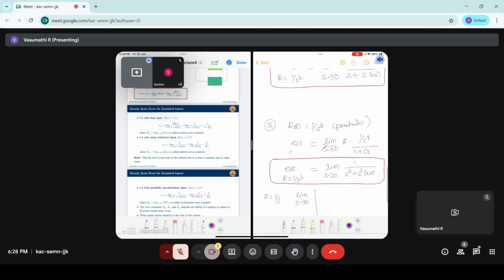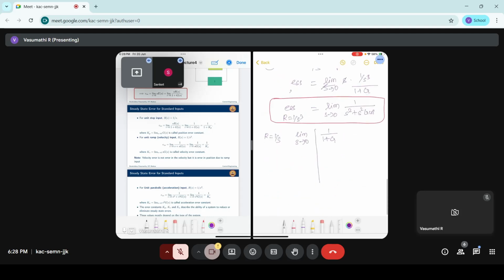This will be left with 1 by 1 plus G. When R is equal to 1 by S square, this will be 1 by S plus S into G. And R is equal to 1 by S cube, this will be 1 by S square plus S square into G. Now, since the limit S tends to 0 is common, when you put S tends to 0, it doesn't affect anything here. It will leave the same thing, 1 by 1 plus G itself. Now, when you put S equal to 0 here, it will become 1 by 0, infinity. This will also be 1 by 0, infinity.